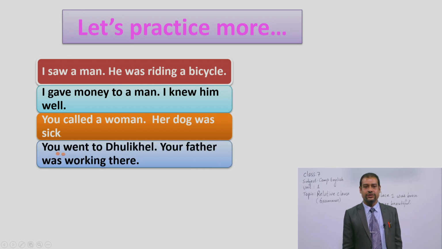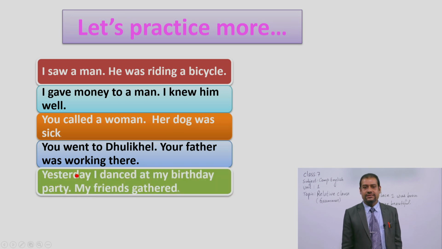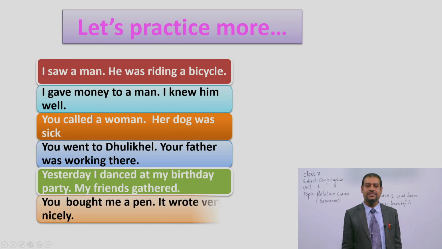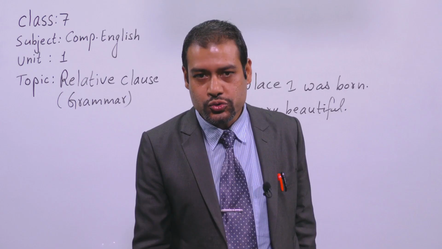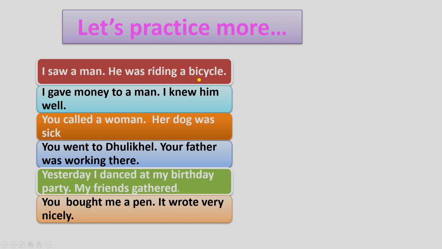Another sentence, you went to Dhulikhel Hill, your father was walking there. Another sentence, yesterday I danced at my birthday party, my friends gathered. Okay. Now the last sentence for you, you bought me a pen, it wrote very nicely. Dear students, there are two sentences in each line, okay, and you have to combine them into one.